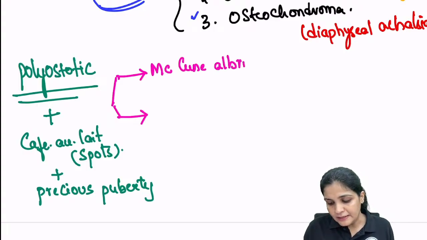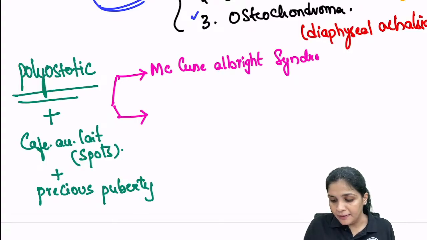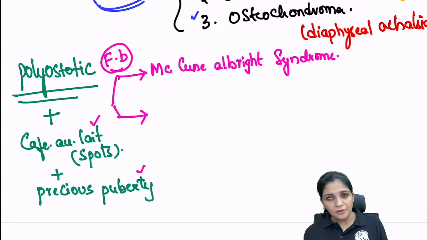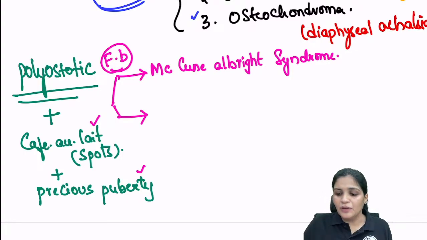now this becomes McCune-Albright syndrome. So what is McCune-Albright syndrome? Whenever you see polyostotic fibrous dysplasia with café-au-lait spots and precocious puberty, this is called McCune-Albright syndrome.